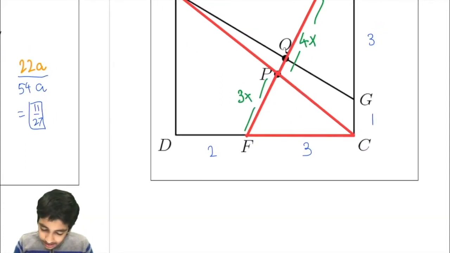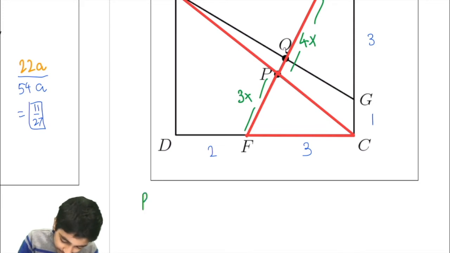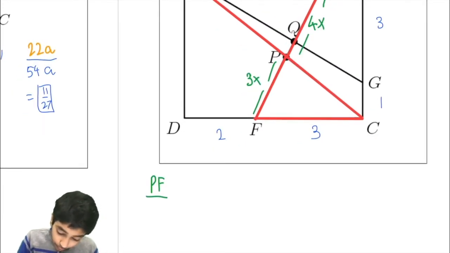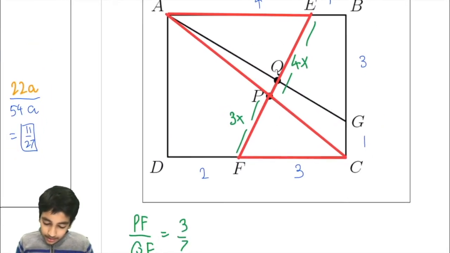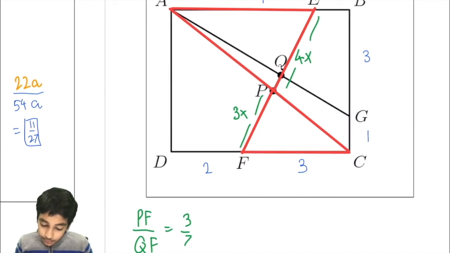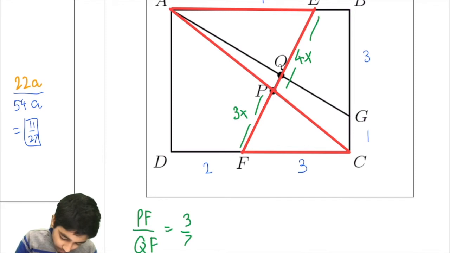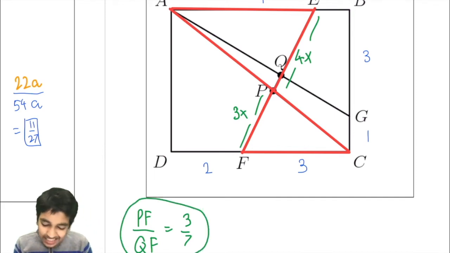So we can see that the ratio is going to be 3x to 4x, meaning that PF over QF is going to be equal to 3/7, because 3x to 3x plus 4x is 3/7. So if the ratio is going to be 3/7, we're going to use this later on, so I'm going to circle this. So now we've extracted the length of PF, but we want QP.